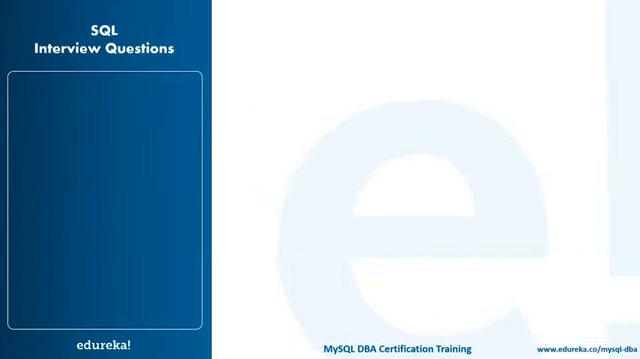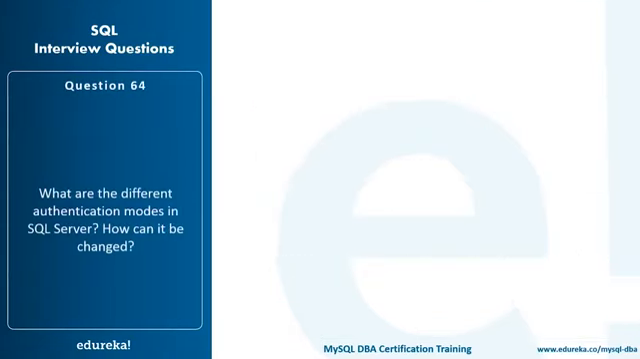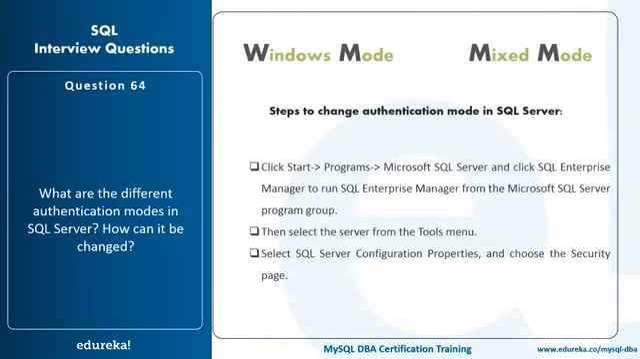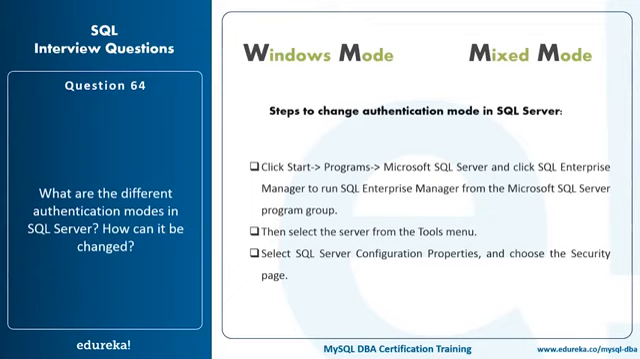Now let's move forward and understand what are the different authentication modes in SQL Server and how they can be changed. The different authentication modes in SQL Server are basically the Windows mode and the mixed mode. So these two modes are basically used in SQL Server. To change the authentication modes in SQL Server, you have to follow the steps that I've mentioned on the screen. That is, you first click on Start, then go to Programs, go to Microsoft SQL Server and click SQL Enterprise Manager to run SQL Enterprise Manager from the Microsoft SQL Server program group.